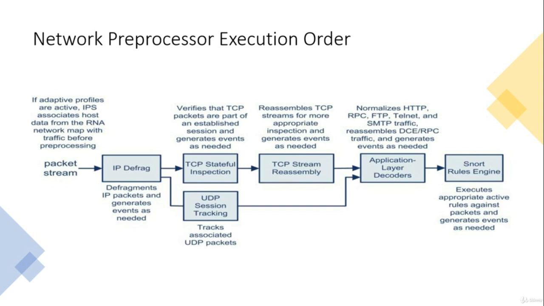The TCP packets then enter the TCP stream reassembly module, where the TCP streams are reassembled for more appropriate inspection, generating events as needed. In the end, the traffic enters the application layer decoders, which normalize the traffic and generate events as needed. The final stage is the rule execution, which is done by Snort's rules engine.